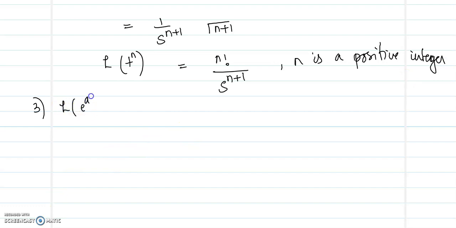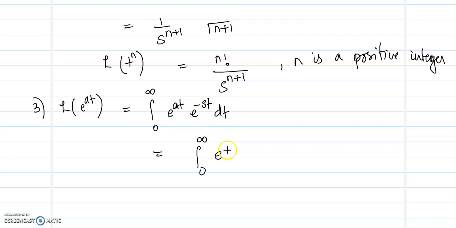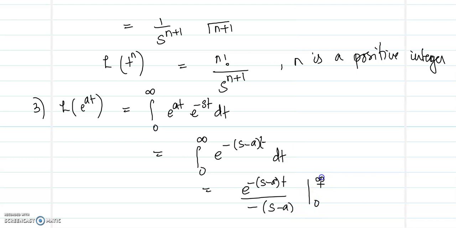Let's look at the Laplace transform of e raised to at. So by definition it is integral 0 to infinity e power at times e power minus st dt. So that is integral 0 to infinity, let me combine the powers. So that will be e power minus of s minus a times t dt. So this will be e power minus s minus a t by minus s minus a from 0 to infinity.